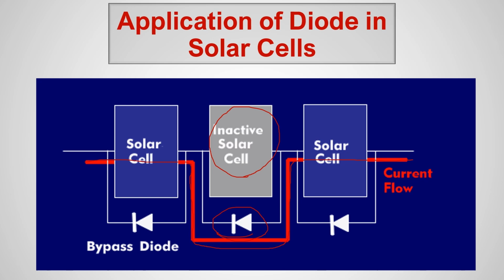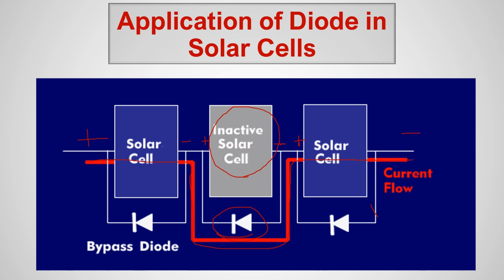But we have to connect this diode in reverse bias. This is positive, this is negative. For each cell, we have a positive and a negative terminal. Why do we have to connect it in reverse bias? Because in the usual healthy condition, the current should not flow through the diodes. That is the reason we are connecting it in reverse bias.